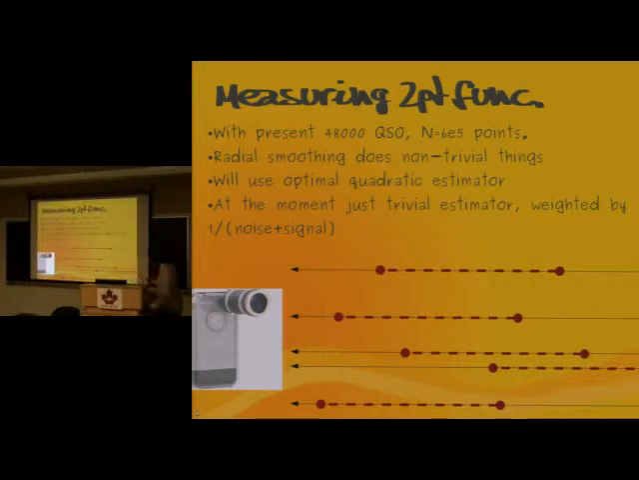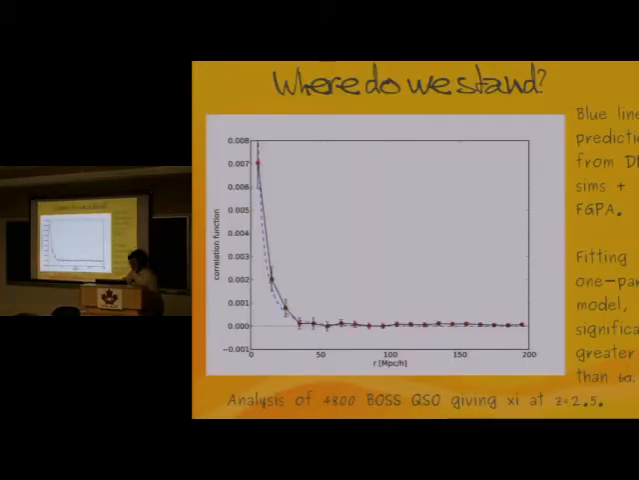So I think the idea is that eventually we will use the optimal quadratic estimator to try to measure this. But at the moment we're not there, so we're just using a trivial estimator, essentially just multiplying fluxes on pairs in bins. But we do weight by 1 over noise plus signal. So at least we do some very rough weighting with signal to noise.